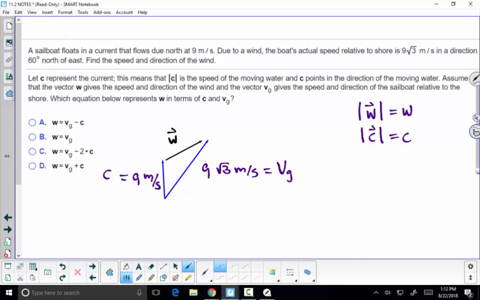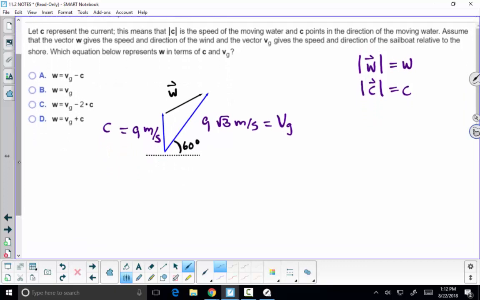Okay, and they tell us the angle is 60 degrees north of east. So if we put in a little dotted line right here, 60 degrees north of east is telling us that that is 60 degrees right there, which tells us that this angle inside those two blue vectors is 30. That has to be a right angle since the current is going due north. All right, so now we're rolling.